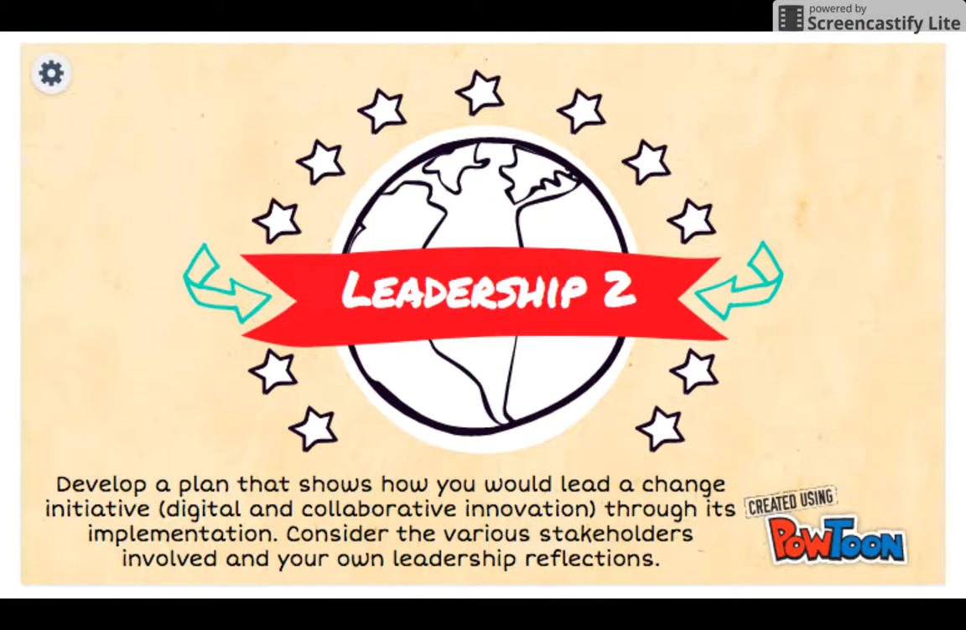Leadership 2. Develop a plan that shows how you would lead a change initiative, digital and collaborative, through its implementation. Consider the various stakeholders involved and your own leadership reflections.